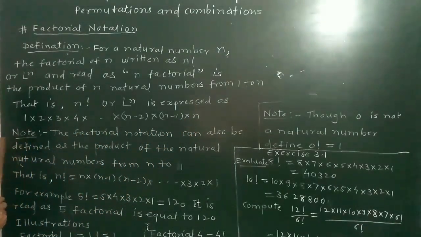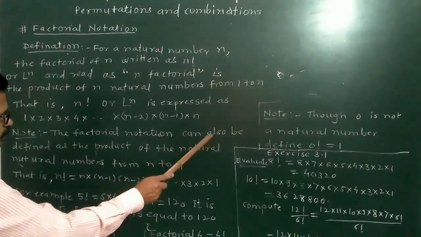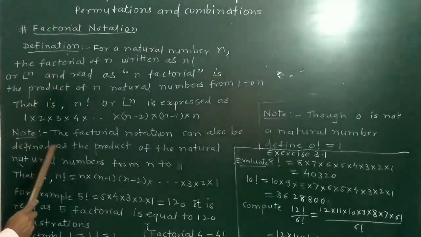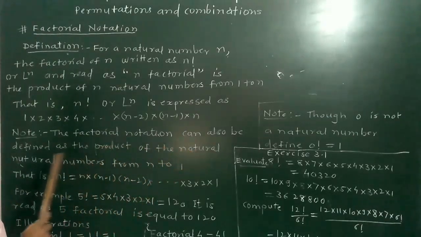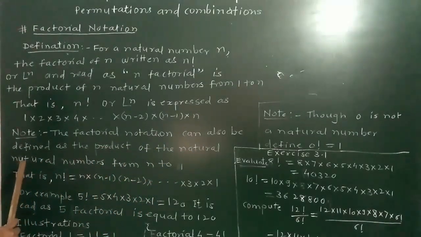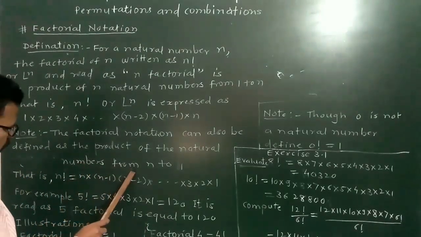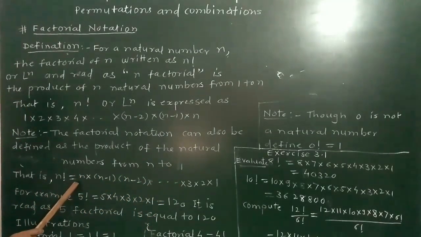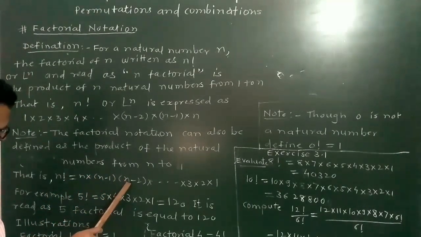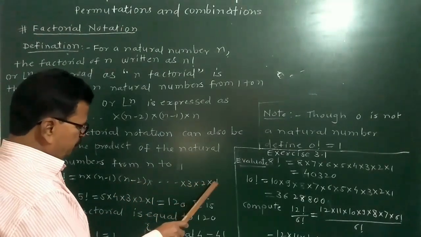Note, the factorial notation can also be defined as the product of the natural numbers from n to 1. That is, n factorial is written as n into n minus 1 into n minus 2 and so on into 3 into 2 into 1.